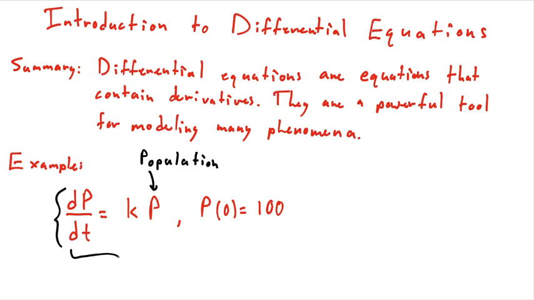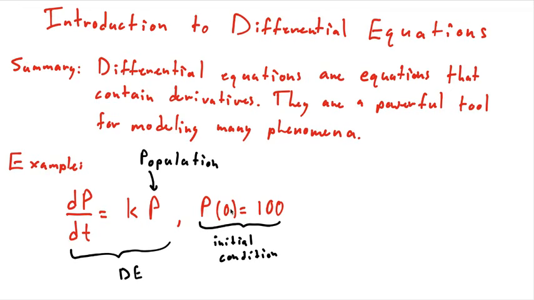So this is called a differential equation. It's an equation that contains a function and one or more of its derivatives. There's a second part to this example here. This is called an initial condition. And this is saying that the population at time t equals 0 is equal to 100. In other words, when we start examining this population at time 0, there are 100 members of the population.